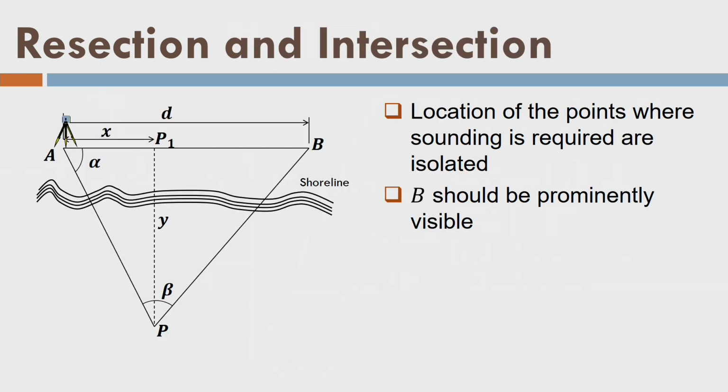Now, let us make the combination of resection method and intersection method. In this case, what happens here is that there is a point P here where the boat is located. Okay, and now here at point A and point B. Point P is a kind of reference mark.